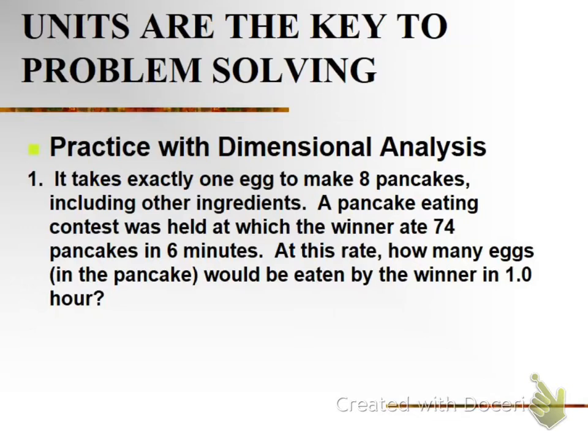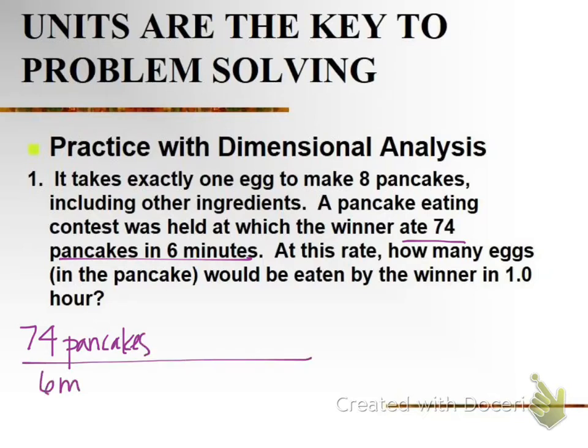So we're going to start with what we know, which is the 74 pancakes in 6 minutes. We know that's how much was consumed. So we say 74 pancakes in 6 minutes. So we're going to convert that to eggs per hour. So the first conversion factor that we have is that it takes 1 egg to make 8 pancakes. Also, 8 pancakes uses 1 egg.